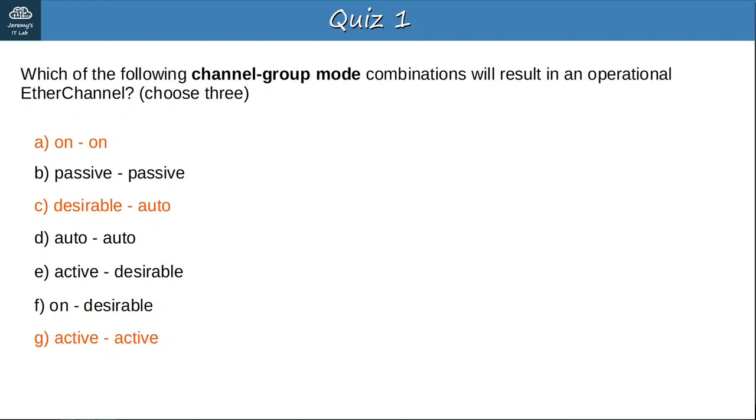B, passive won't create an EtherChannel because LACP passive mode doesn't actively try to form an EtherChannel. Same for D, PAgP auto mode doesn't actively try to form an EtherChannel. E, active, desirable, and F, on, desirable, make two different EtherChannel modes, which won't result in a valid EtherChannel configuration. Let's go to question 2.